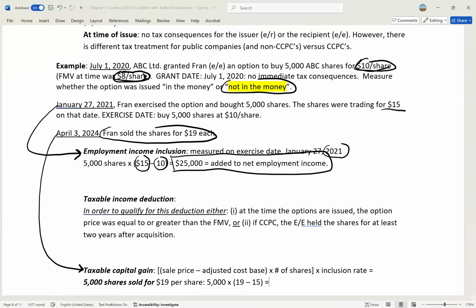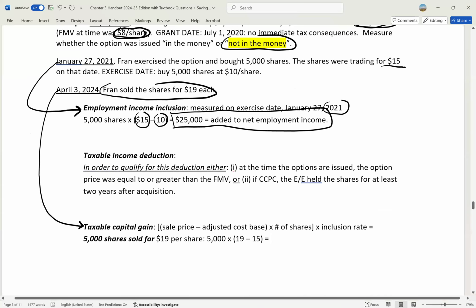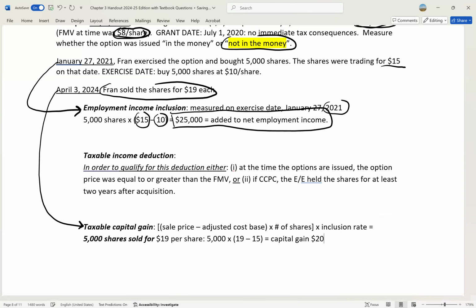So in effect, she basically made $4 per share. So $4 per share times 5,000, that's going to be a capital gain of 20,000. And remember, only 50% of capital gains are taxable. So her taxable capital gain is going to be 10,000.